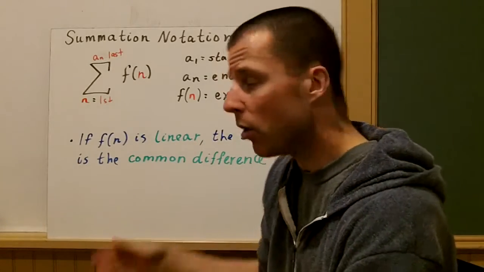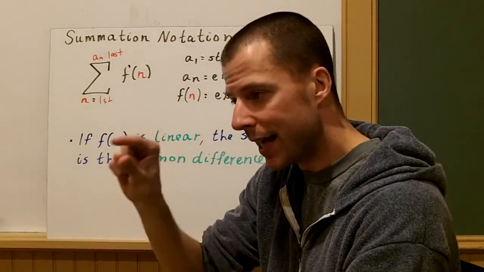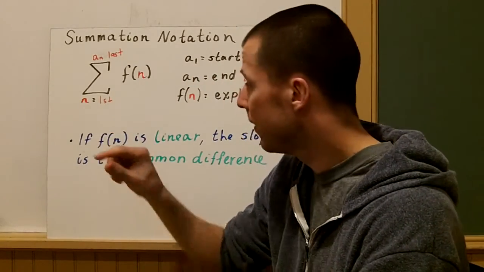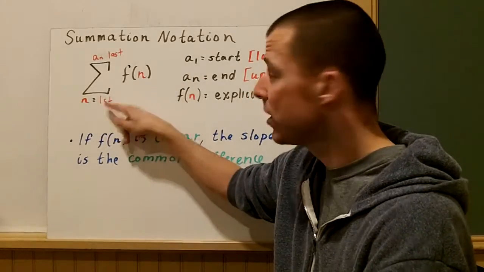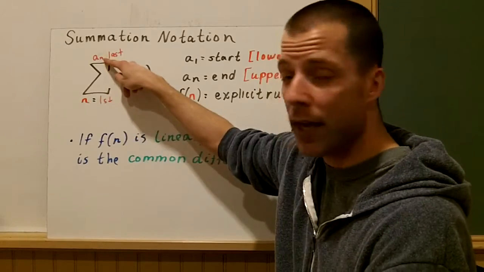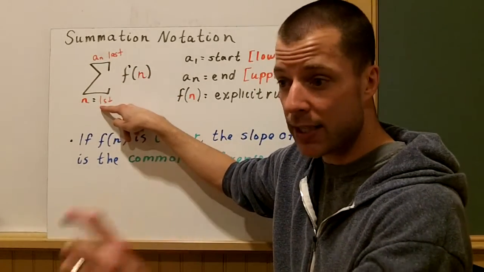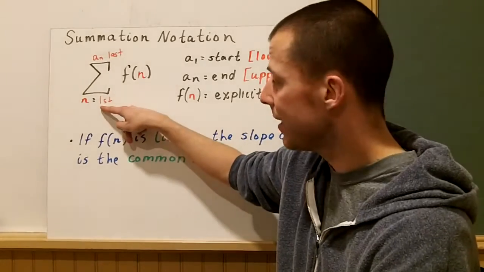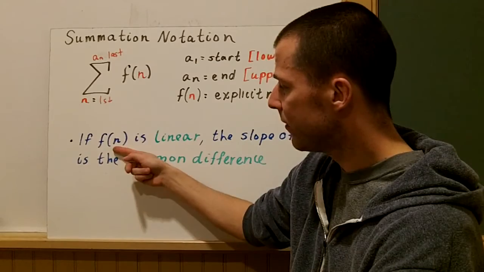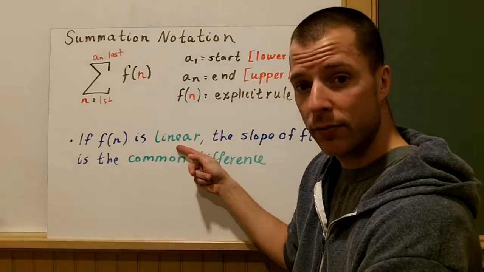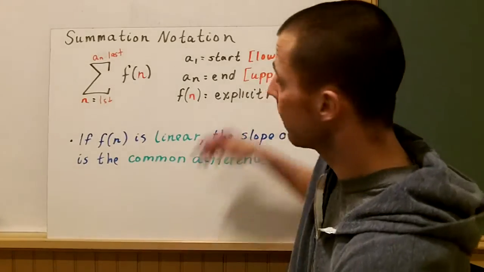It's important to know that a sub 1, yes, it's where you start, but it's not the first term. I call it a sub 1 here, but I just changed it to first. So it's a sub 1, a sub n. Don't think of this as, hey, what's my first term, and it's equal to that number. You'll see that in the next example. And one important distinction: if f of n is linear, whatever the slope of f of n is, that's the common difference.